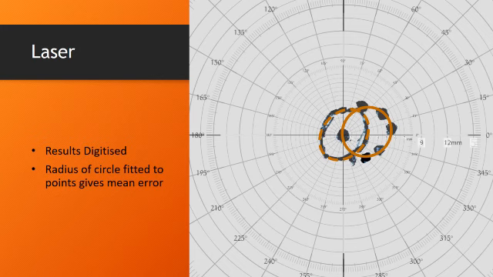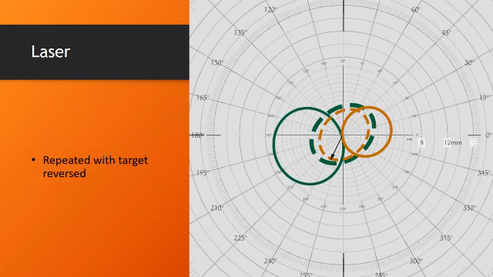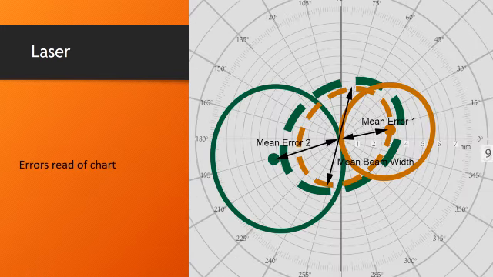We then, on the computer, put a circle over the dots, which is an ellipse error, and the center of the ellipse represents the average error. We repeated this. We actually repeated it with the target upside down, and the two results are shown. From this, we were able to read off the mean errors and mean beam widths.